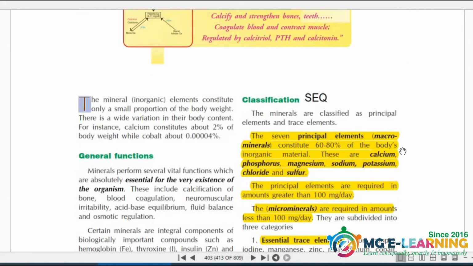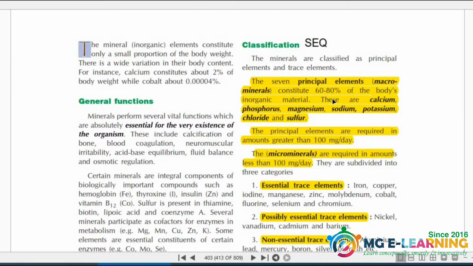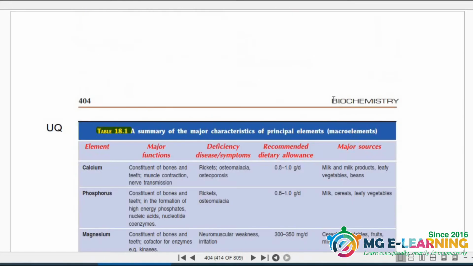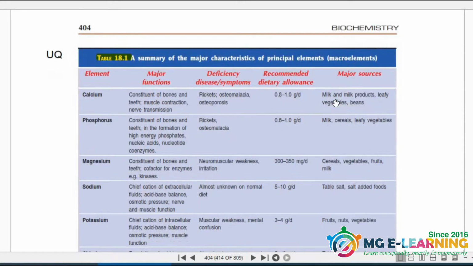Starting our chapter, you should know about the classification. It is important for SEQs and MCQs. On this page, this blue table is very important for UQ. You should know about all the elements, their functions, their dietary allowances, and their sources.